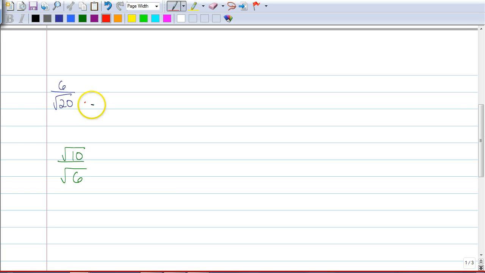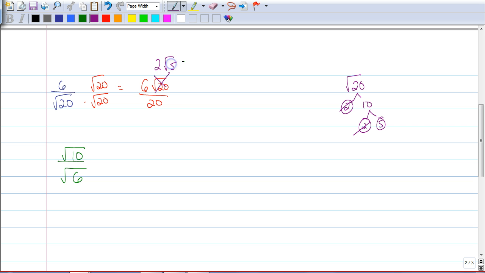So you should have multiplied the top and bottom by the square root of 20, giving us 6 square root of 20 over 20. The 20, I want to see if that can be simplified at all. So that breaks down to be 2 times 10. 10 breaks down to be 2 times 5. So I have a pair of 2's here. And the 5 under the radical I can't do anything with, so I have 12 square root of 5 over 20.